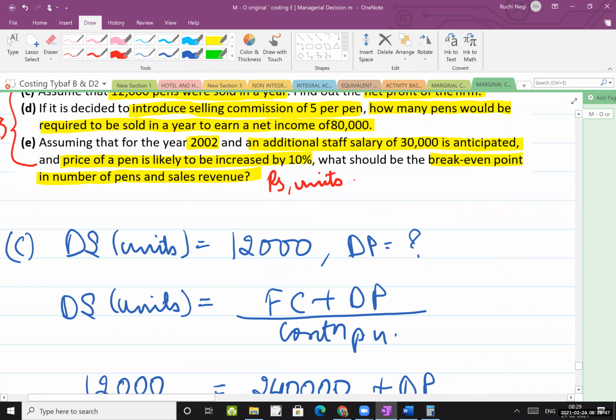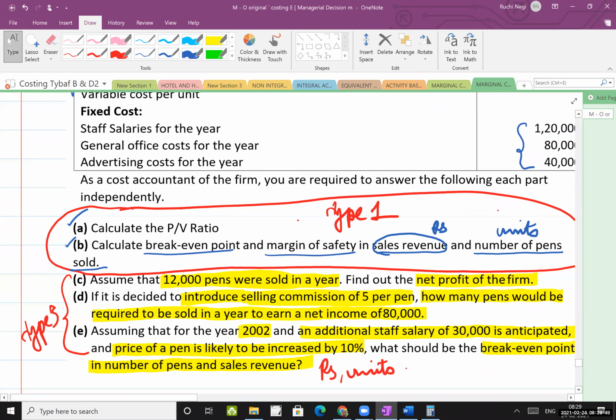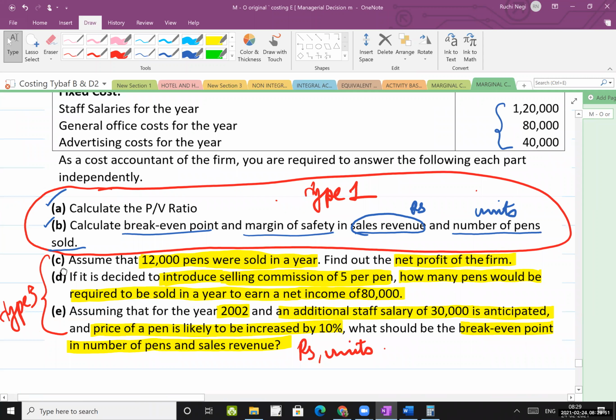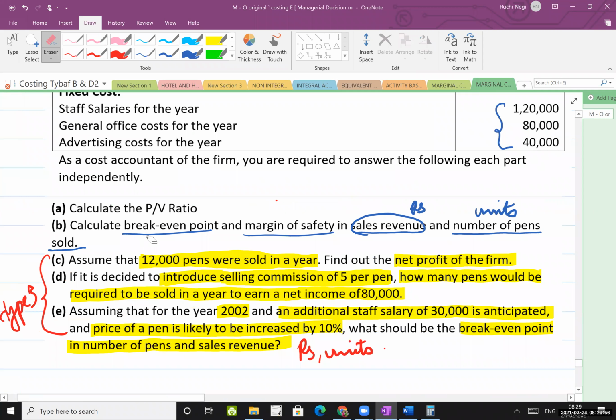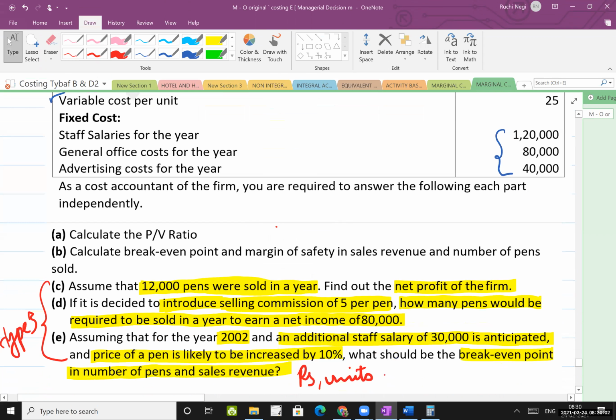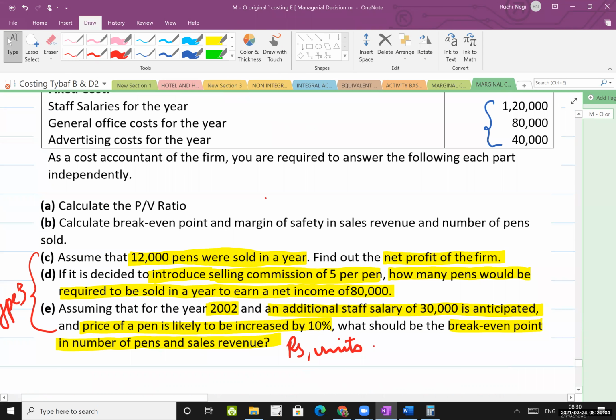And now see what this part is. A, B हो गया. Now I will move on to the C part of the question. ये type 1 था ना? ये finished. ये हो गया. ठीक है? अब हम करेंगे ये वाला पार्ट सी.